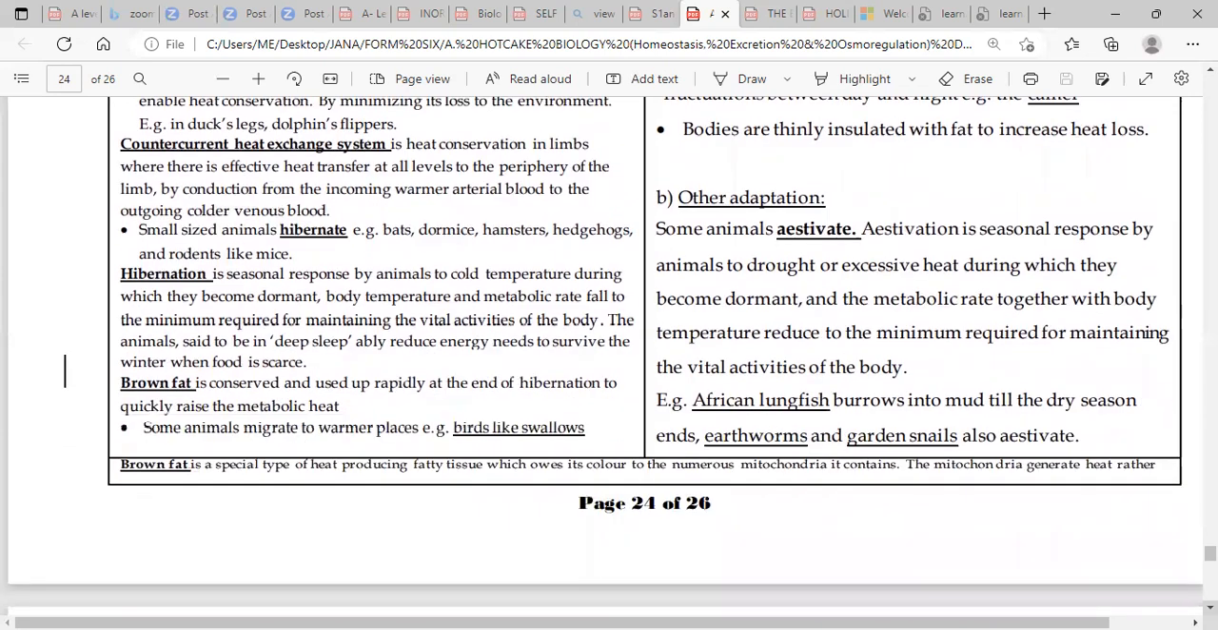That is hibernation. Then sometimes these animals have what we call brown fat, which is conserved and is used up rapidly at the end of hibernation to quickly raise the metabolic rate. That is, they are carrying out metabolism of fat, where a lot of heat is generated, which raises the body temperature as these animals are ending their hibernation cycle.